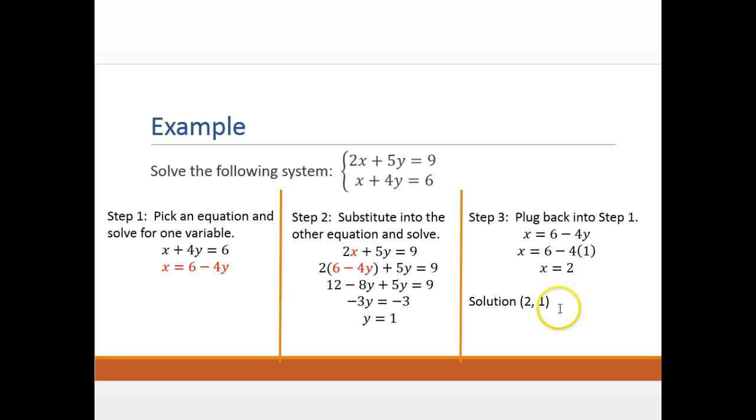You should be able to take this solution now and plug it into both of these equations, and it should work. 2 times 2 is 4, plus 5 times 1 is 5, 4 plus 5 is 9. 2 plus 4 times 1 is 6. That's correct, so this works for both of them.